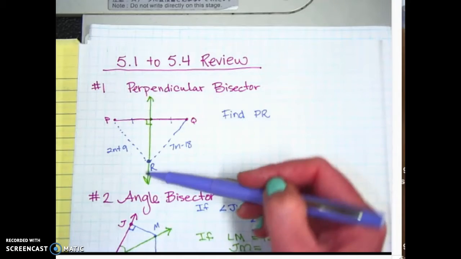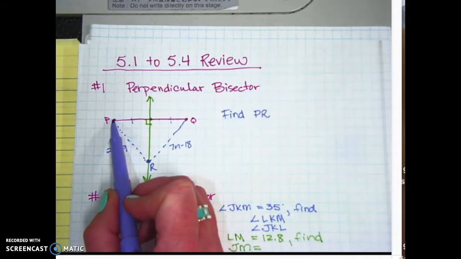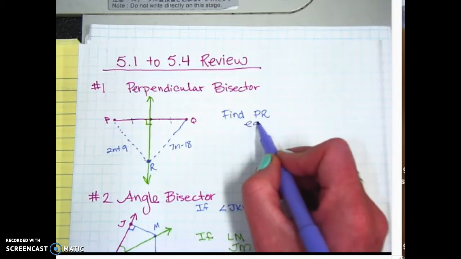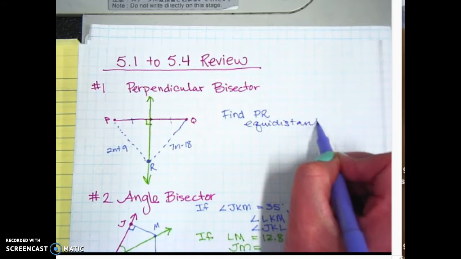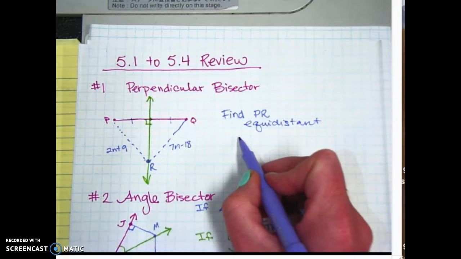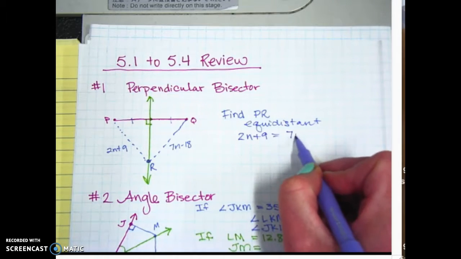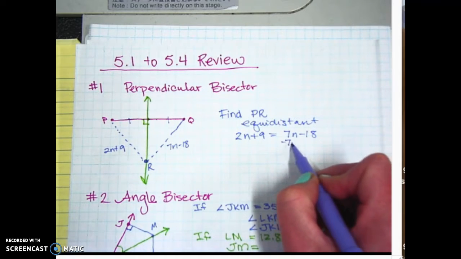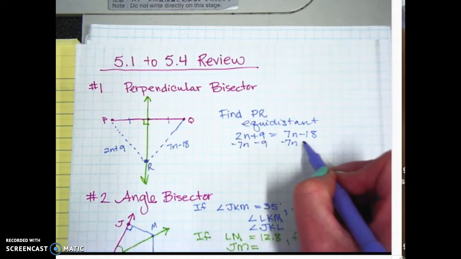Anywhere on that perpendicular bisector, you can put a point. That point is going to be equidistant from the endpoints. So when they're equidistant, you can take the two expressions and set them equal to each other. So we can say that 2n plus 9 is equal to 7n minus 18. And we're going to solve for n by subtracting 7n from both sides and subtracting 9 from both sides.